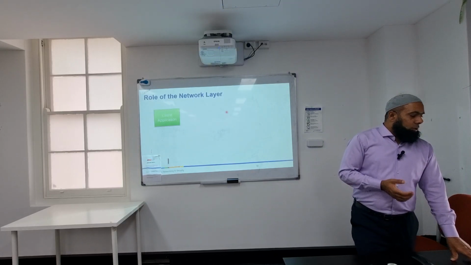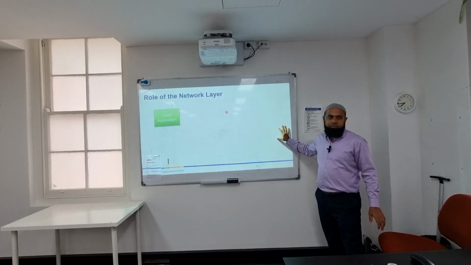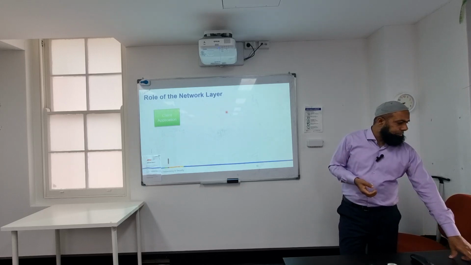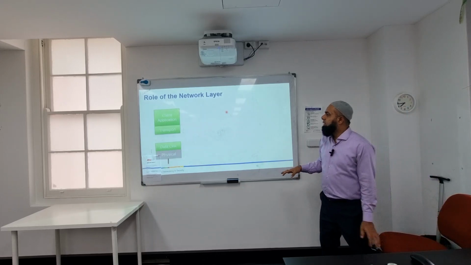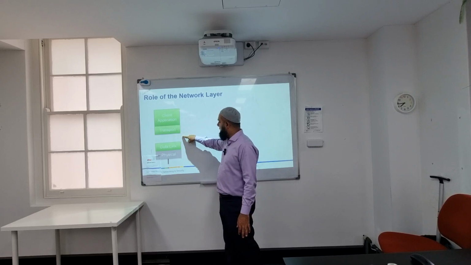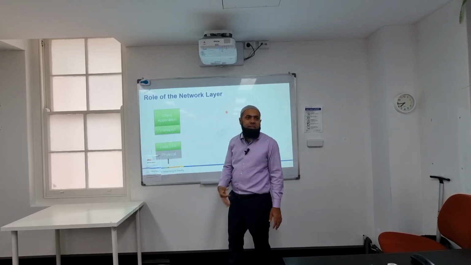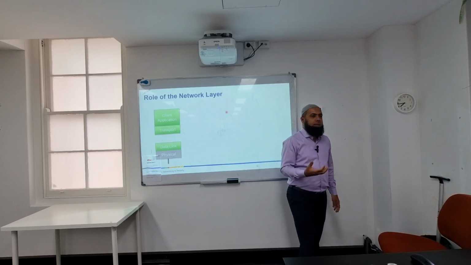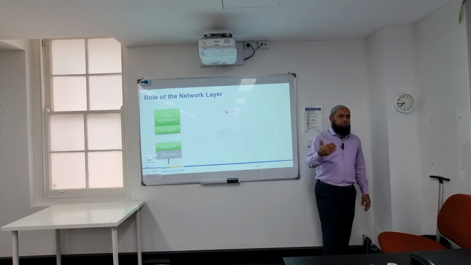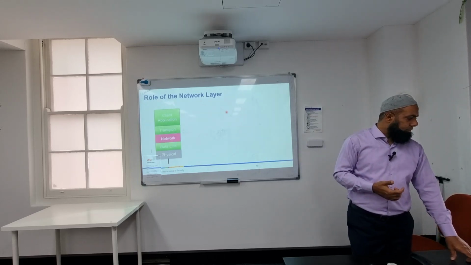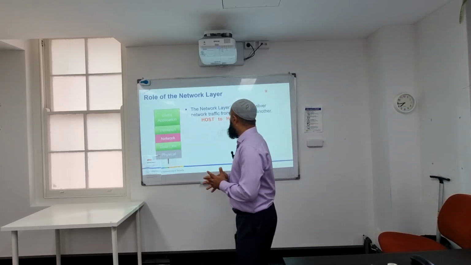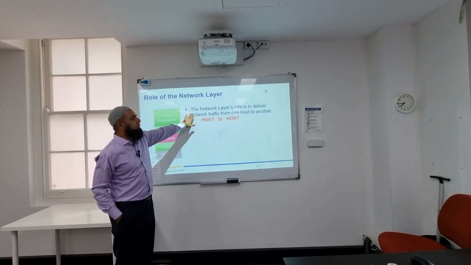Okay. Now coming to the network layer, we will now go into more detail about how it works. Again, remember: application, transport, network layer is here, data link and physical. It means that the main job of the network layer is to link with, or to communicate with, the transport layer and the data link layer. So the job of the network layer is to deliver network traffic from one host to another.